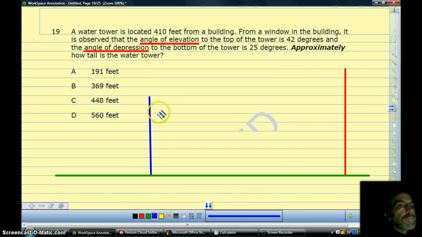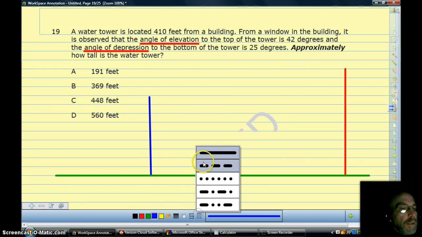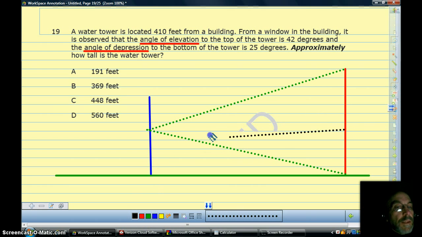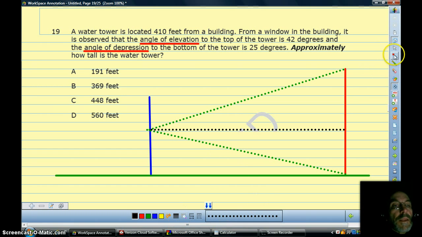And so if you were looking out from a window in the building, then you would see, according to the question, you'd be able to see the top of the building, and you'd be able to see the bottom of the building, and you would have an angle of elevation from horizontal of 42 degrees, and an angle of depression of 25 degrees. Angle of elevation just means you're looking up, angle of depression just means you're looking down.